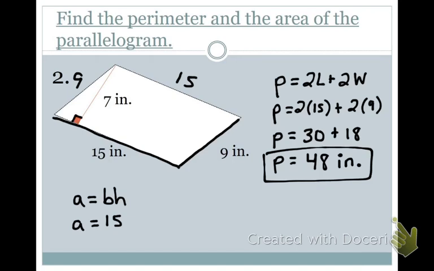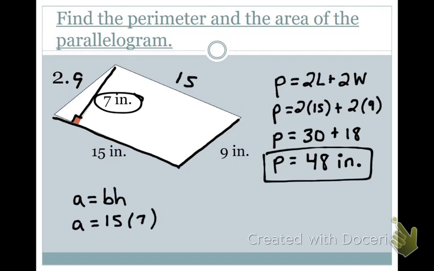I can see my right angle is right here. What is the height that's intersecting it? It's forming a right angle with the base. 7 inches. There you can see that's my height. Right here. Sorry about that.